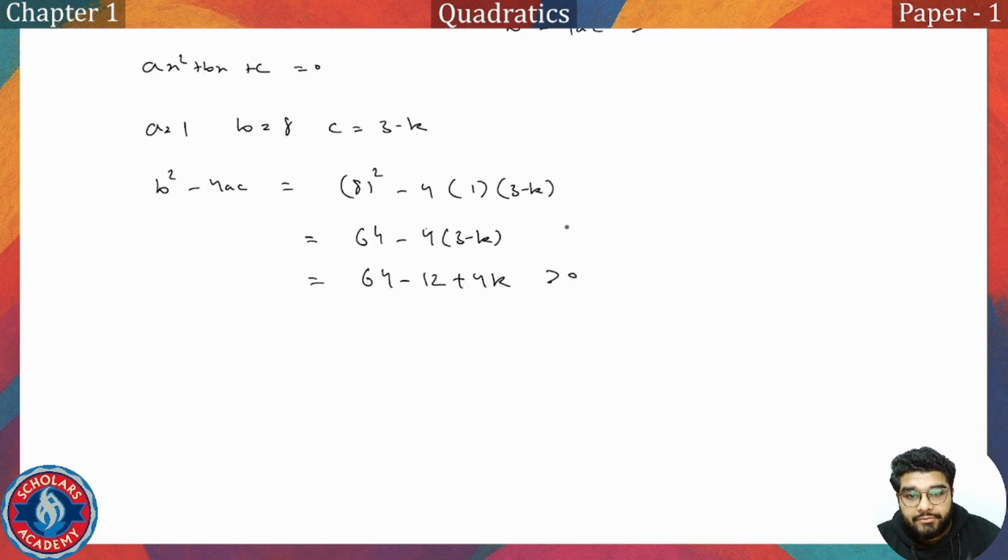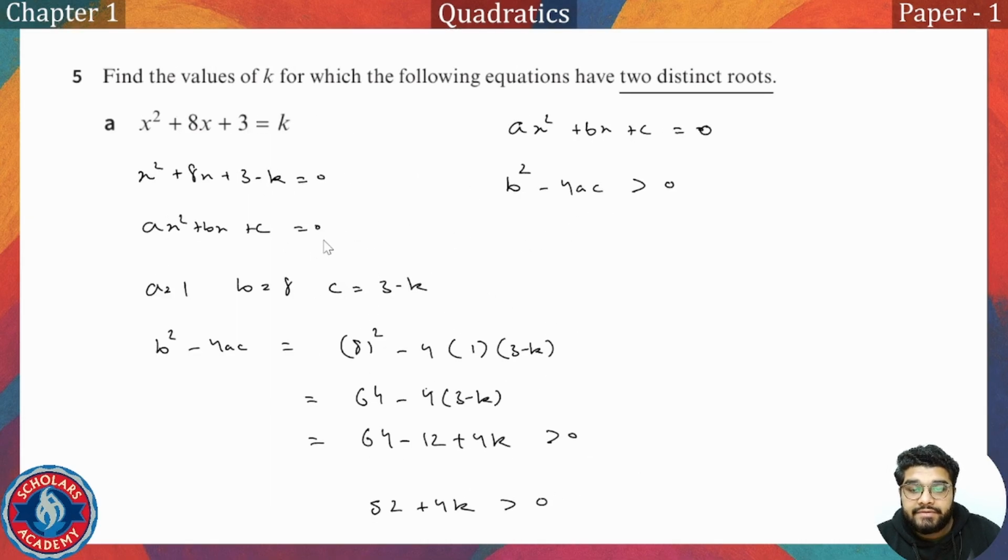So what I can do is I can write it as 64 minus 12, that is 52, plus 4k should be greater than 0. So I get 4k should be greater than minus 52, right? Now k should be greater than negative 13. 52 divided by 4 is 13. So k should be greater than negative 13. I hope it is clear. So this is the result, and the value of k should be greater than negative 13.